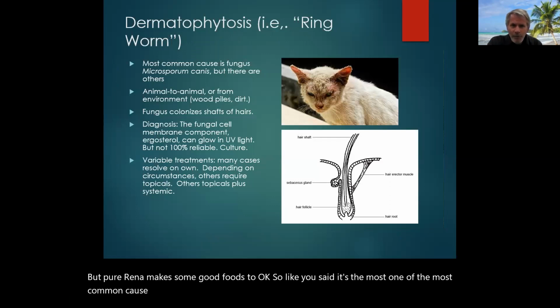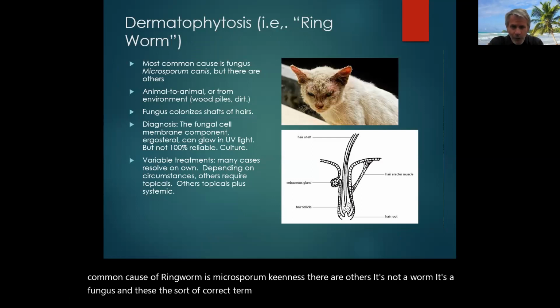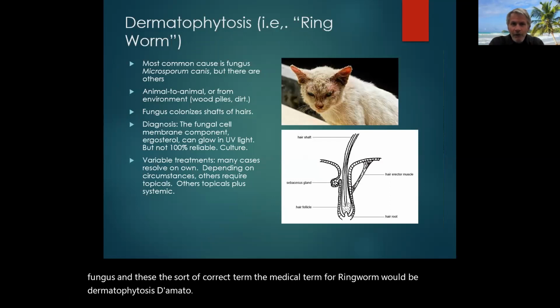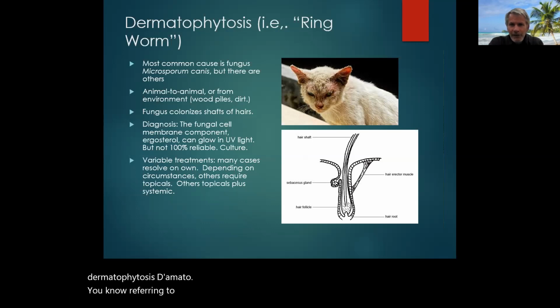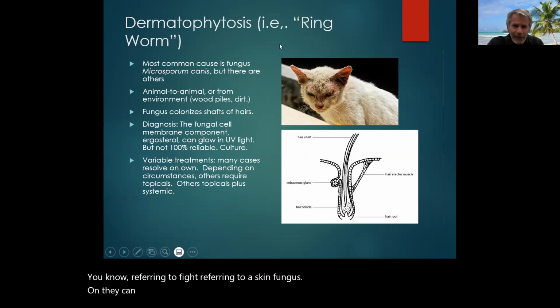It's one of the most common causes of ringworm, Microsporum canis. There are others. It's not a worm; it's a fungus. And the medical term for ringworm would be dermatophytosis. Dermatophyte, referring to a skin fungus. They can get it from animal to animal. They can get it even just from outdoors, being around wood piles and dirt.